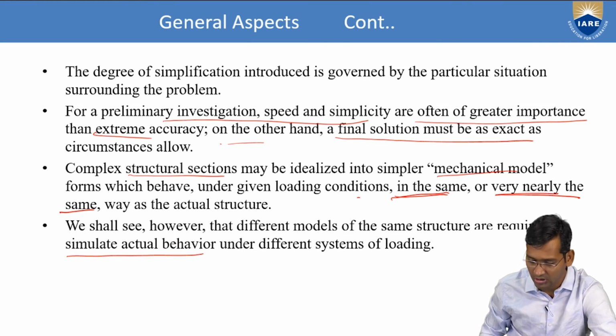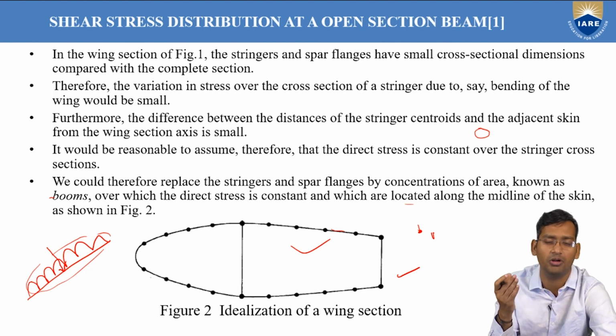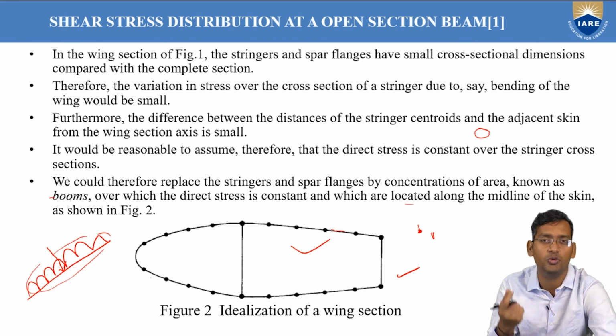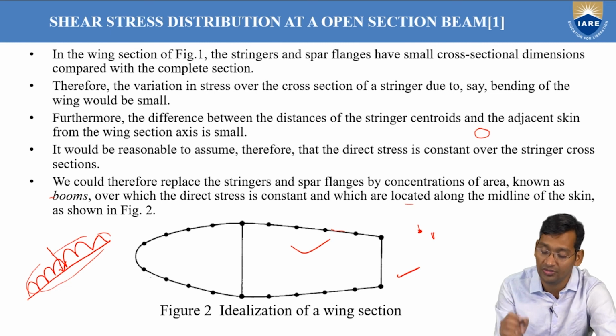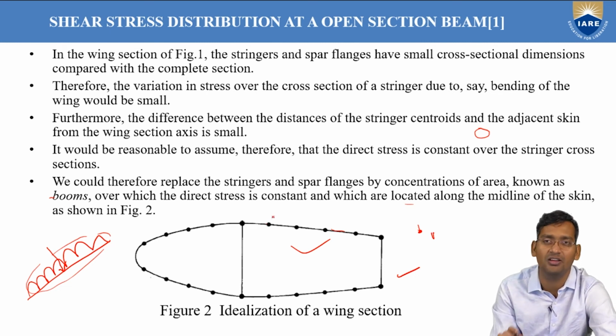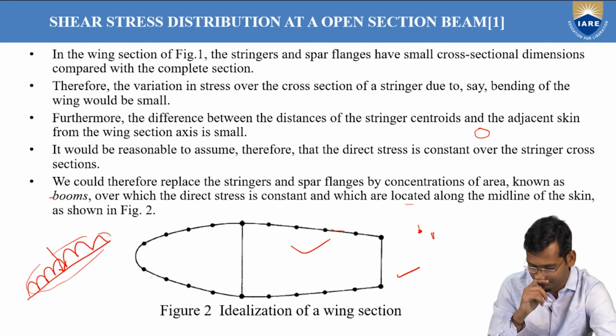For that, we are replacing the area near that area. Why? Because the stringers and spars are very small. So the center of gravity, that is the CG or centroid of the stringers and spar, is assumed to be very near to the skin. Hence we change them into booms, and their center must lie at the skin, which means the skin should pass through the center.